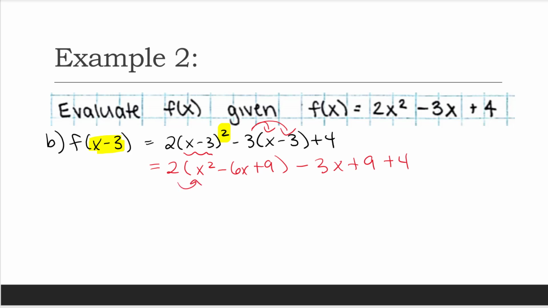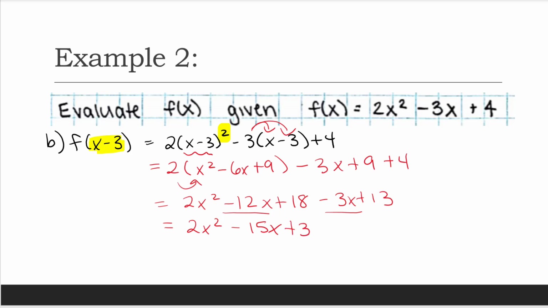Then we can distribute the 2. We get 2x squared minus 12x plus 18. And I'm going to collect like terms with the 9 and the 4, so we get positive 13. And then collect like terms again. 2x squared, negative 12x, and negative 3x is negative 15x, and then positive 31 for our final answer.